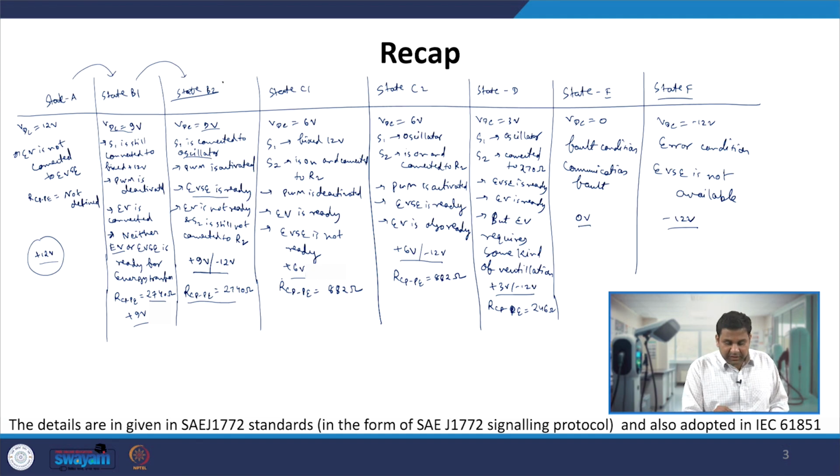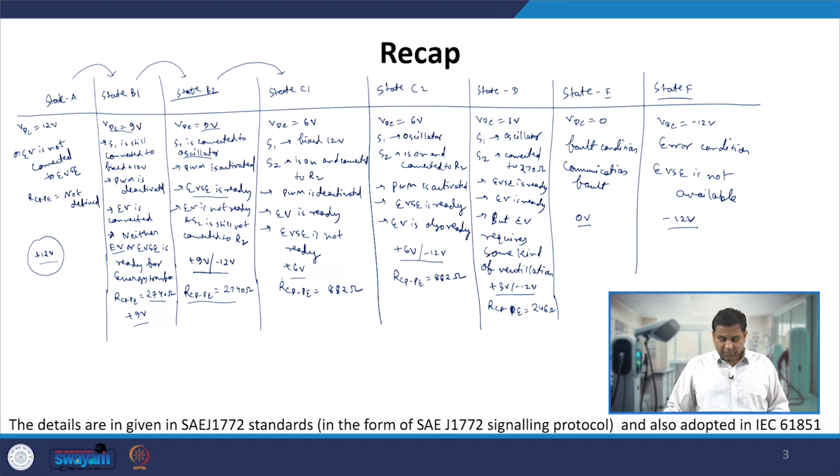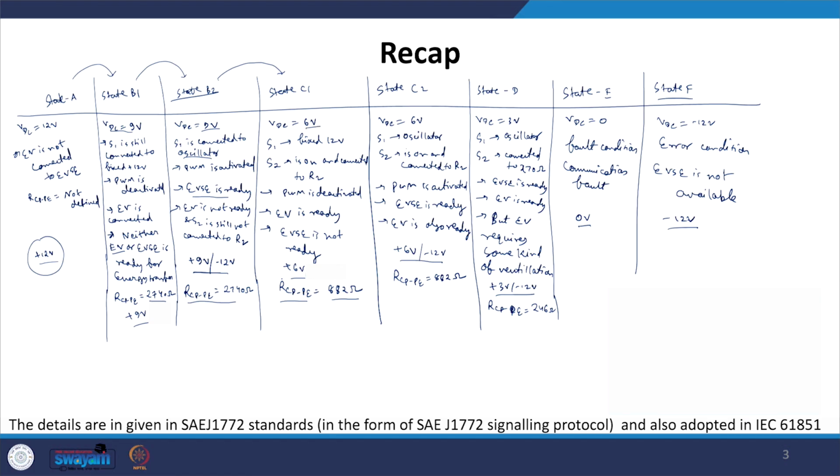Then after the B2 state, when the EVSE is ready, the EV will change the S2 switch position and connect that R2 in parallel to the 2740 ohm resistance, which will give the resistance between CP and PE pin to be 882 ohm. And since it is 882 ohm, the VDC voltage will now be just 6 volt, and the S2 switch is on and connected to R2.